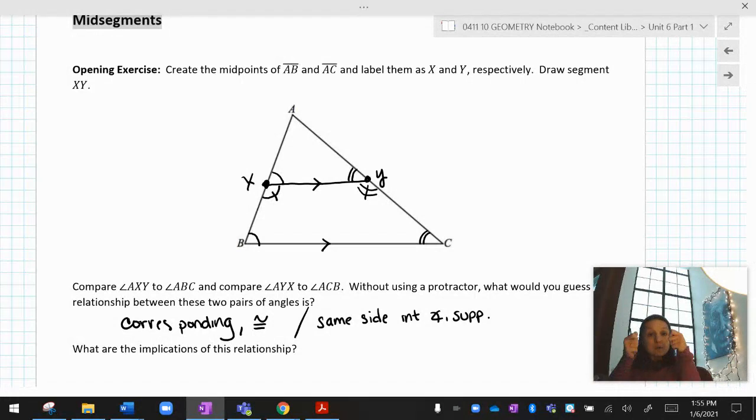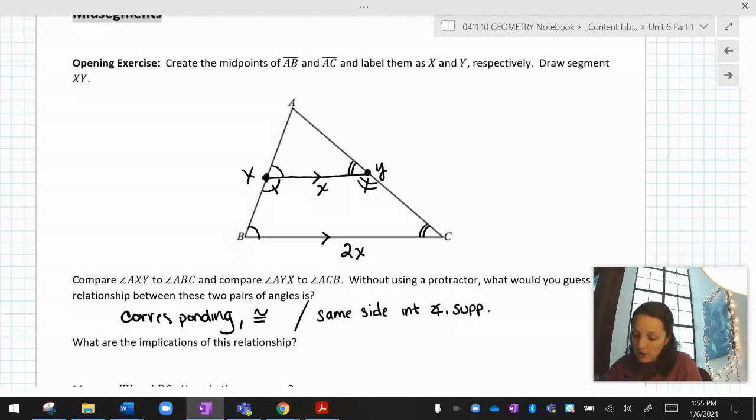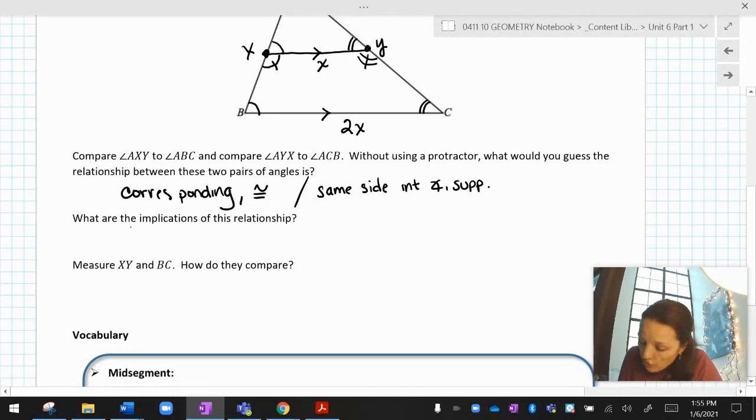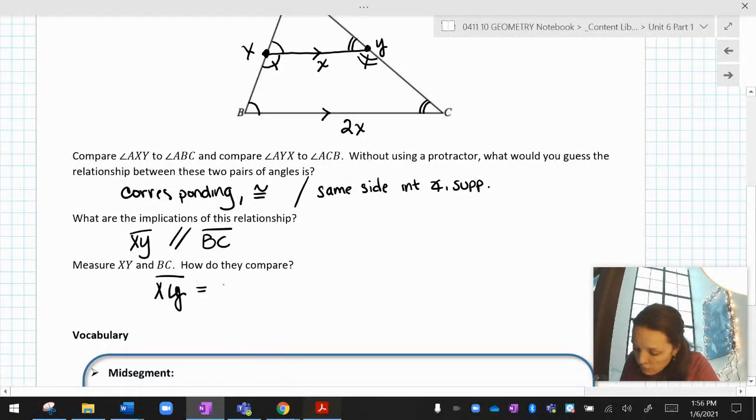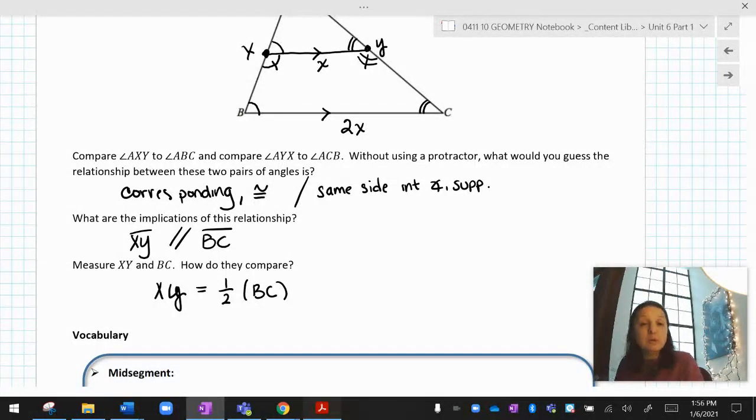And then the other thing you could do is if you got a ruler out and you measured XY and you measured BC, you're going to see that BC is twice as long as whatever XY is. And that's not a fluke. It happens every time you draw a midsegment for a triangle. So what are the implications of one relationship? XY and BC are parallel. And if we measure them, we will find that XY is 1/2 of BC. And I didn't mean to put the bar over that. There we go. So when you draw a midsegment, it is half of the bottom and it is parallel to the bottom.